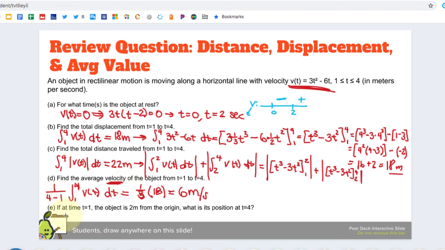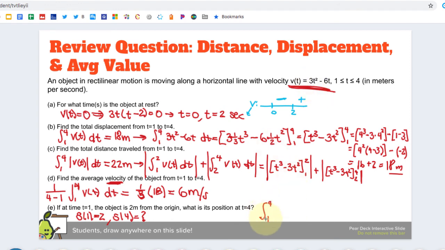And then in part E, they say if at time 1, the object is 2 meters from the origin, so that means the position at time 1 is 2, then what is the position at 4? They want us to know s of 4 equals what? You see, they are giving us the velocity and they want to know something about position. So we know to get from velocity to position, we're doing an antiderivative. And what do you think we're going to use? Look, they're telling us something about 1 and they want us to find something about 4. So we're probably going to use 1 and 4 as our bounds, okay?